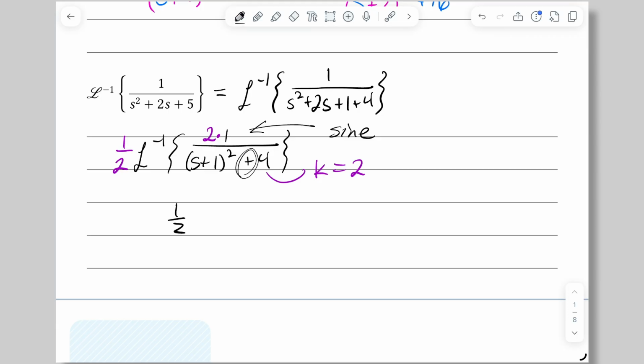We get 1/2. The shift of s plus 1 is going to give us e to the negative t. And then because the overall function is the transform of a sine, it is the sine of 2t.